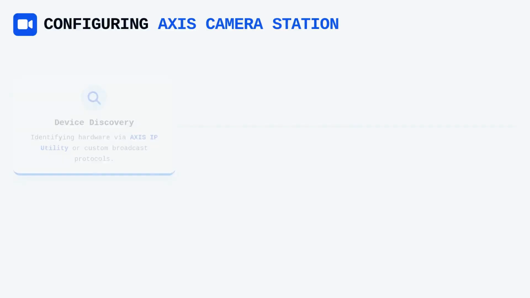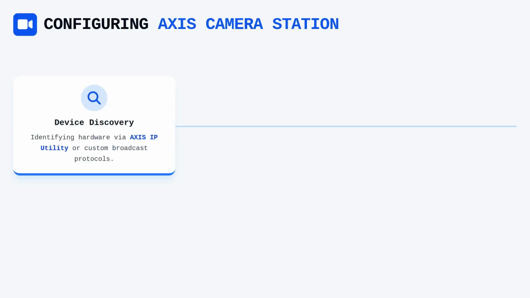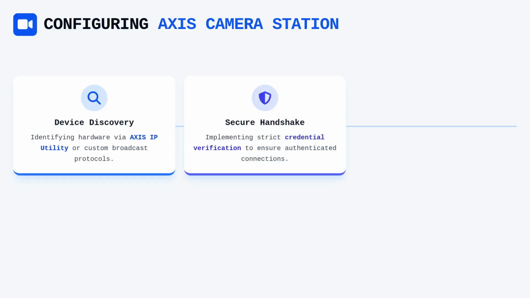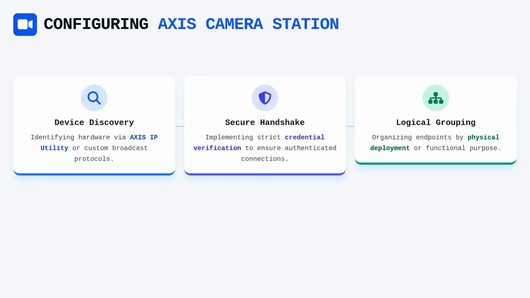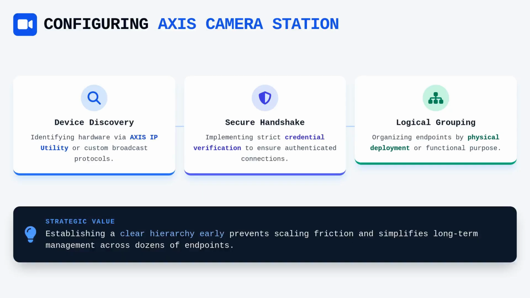You need to start by understanding the discovery process, where the software identifies devices on the network using the Axis IP utility or custom broadcast protocols. Once discovered, adding these devices requires careful attention to credentials to ensure that the initial handshake is secure and authenticated. You should always aim to organize cameras into logical device groups based on their physical deployment or functional purpose within the facility. Mapping these architectures correctly at the beginning saves significant effort when you eventually need to scale the system or manage updates across dozens of endpoints. By establishing a clear hierarchy early on, you create a foundation that supports more advanced configurations later in the deployment cycle.